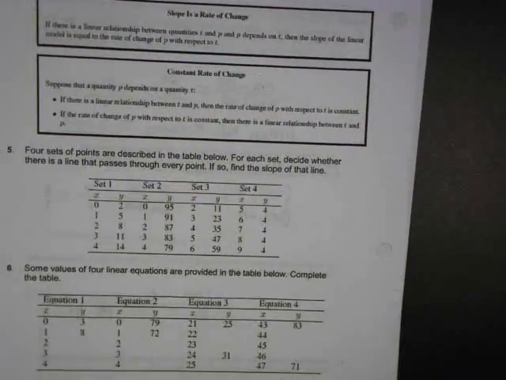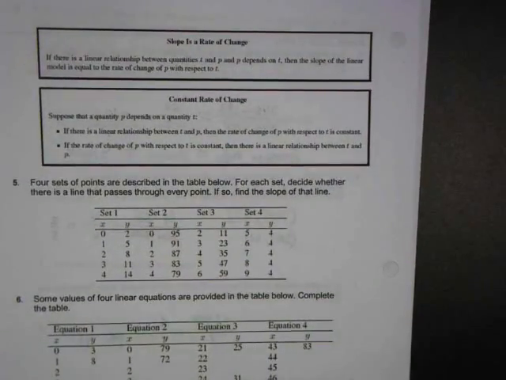We got time for 5 and 6 maybe, then we'll have to go. This says, if there is a linear relationship between quantities T and P, where P depends on T, then the slope is equal to the rate of change. And we already said that before, didn't we? Slope is rate of change.